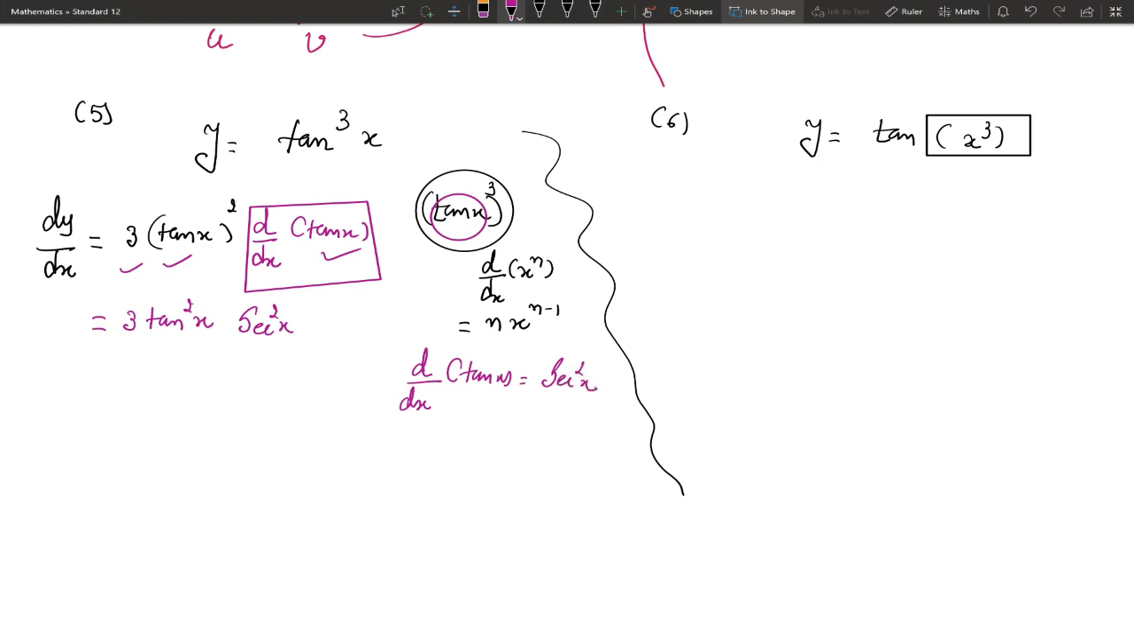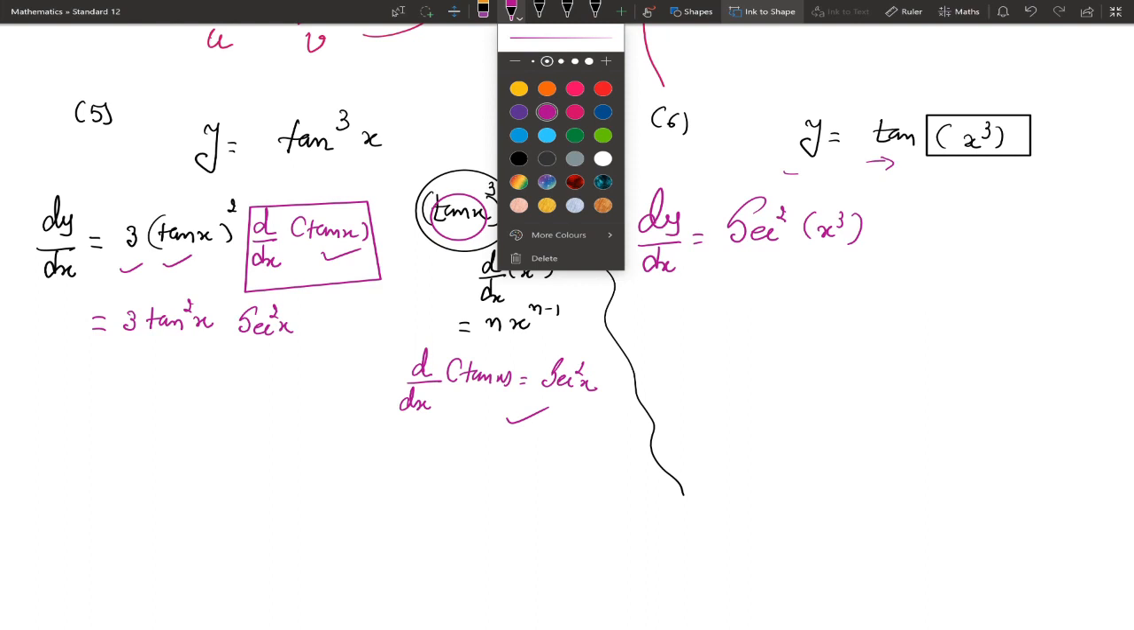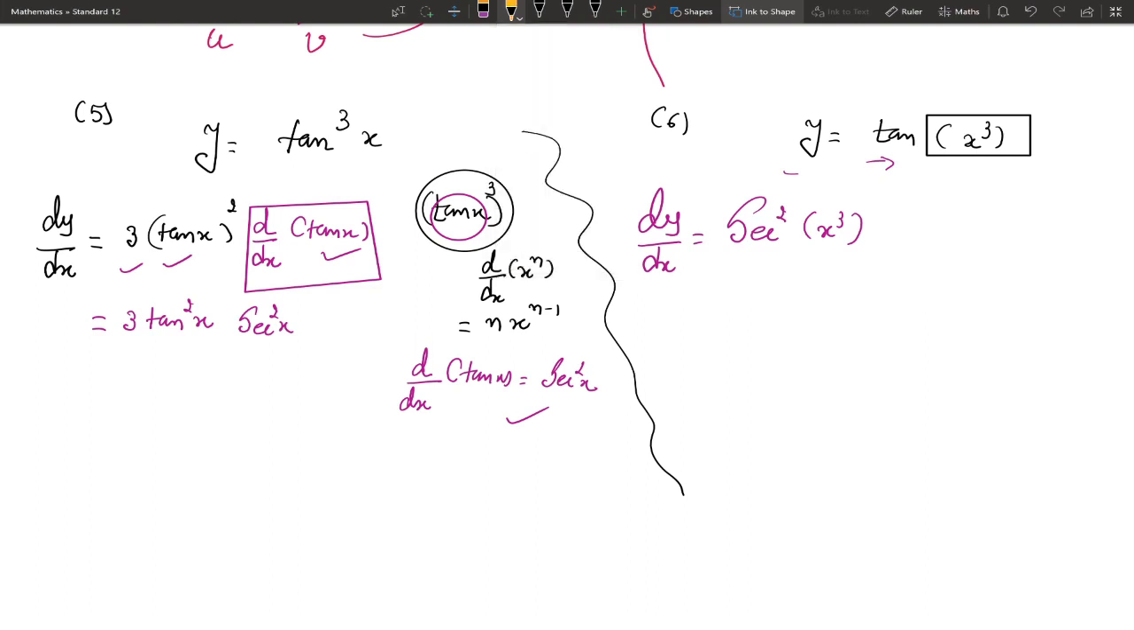Now here when we differentiate tan of x cube, first use the formula of derivative of tan x. So d by dx of tan x is sec square x. So dy by dx, in this case, derivative of tan is sec square x cube. Now you note that first we have used d by dx of tan x, so it is sec square x cube, derivative of tan, sec square.